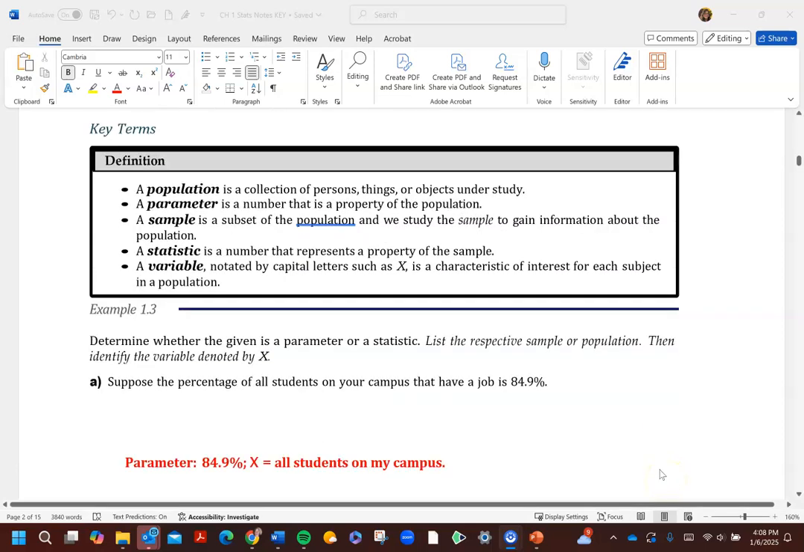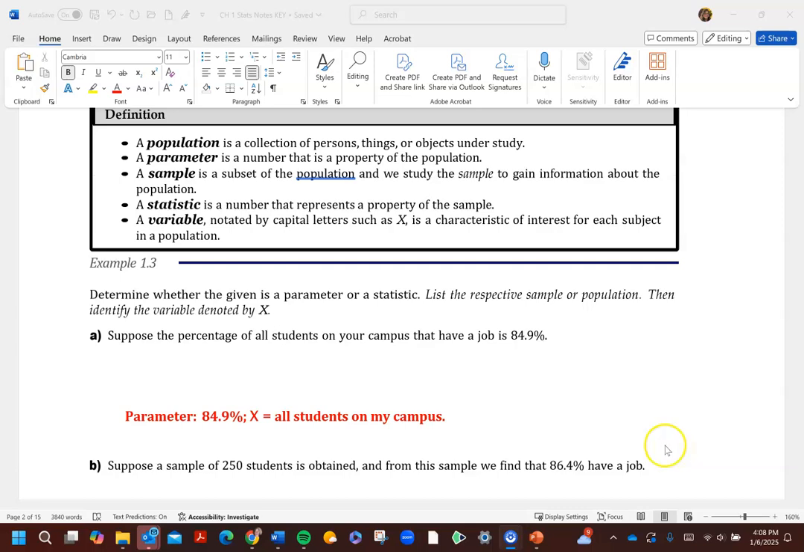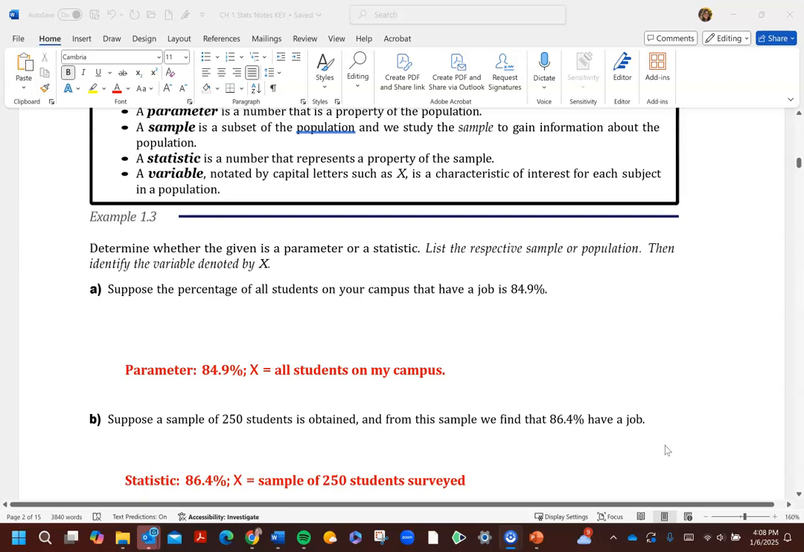Okay, so it's a parameter because we are looking at all students on the campus as our X. And the value is 84.9%. And the next one, we have a sample of 250 students obtained, and 86.4% of them have a job. So jot down what that means, how we would talk about that. Okay, that would be statistic is 86.4%, and the variable is the sample of 250 students surveyed.